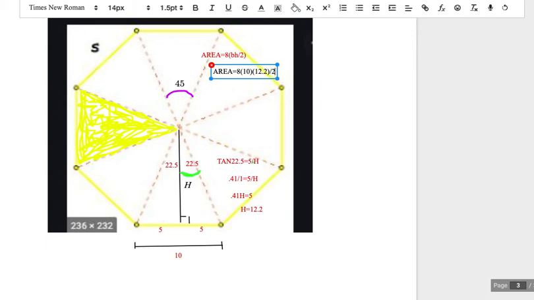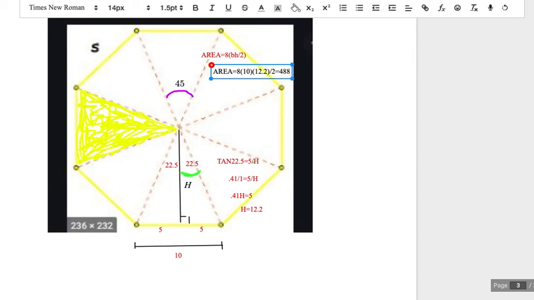Okay, so I can do that in a lot of different ways. I'm just going to go ahead and do 10 times 12.2. That's going to be 122. I'm going to then divide that by 2 and then multiply it by 8, and I should end up with my area equaling 488 square units.